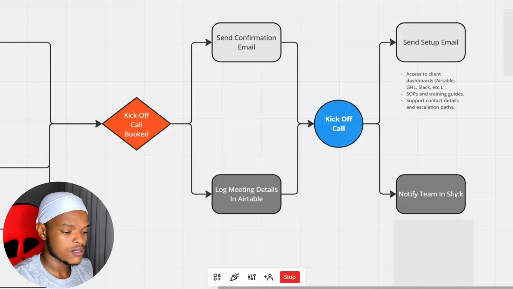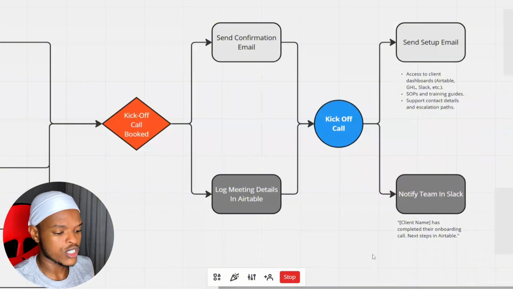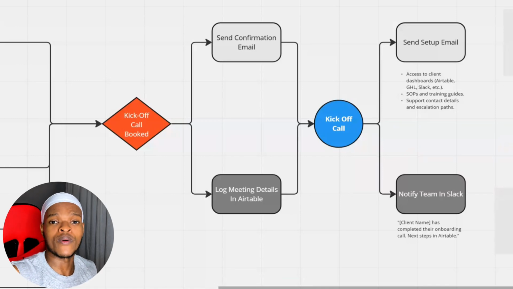Then in the back end, for the team, you just notify the team in Slack. Say, hey, client name has just completed their onboarding call, the next steps are in Airtable, and then you have whatever steps you need to do in order to now progress in your service, right? Now, this is just a generic kind of onboarding flow, because every business is different, but the likelihood of things being the same for any online business owner, agency, consultant, whatever it may be, is high. Your process is going to look something similar to this. Then after this, you go ahead and deliver the results.